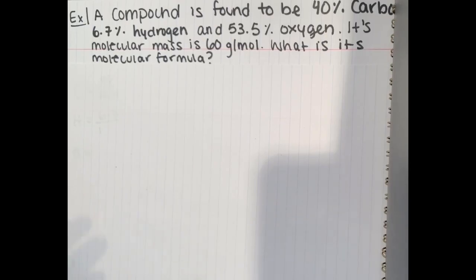All right, guys, so here's another example problem. It's a little more complicated, so bear with me, okay? We'll be able to get through it though. A compound is found to be 40% carbon, 6.7% hydrogen, and 53.5% oxygen. Its molecular mass is 60 grams per mole. What is its molecular formula?